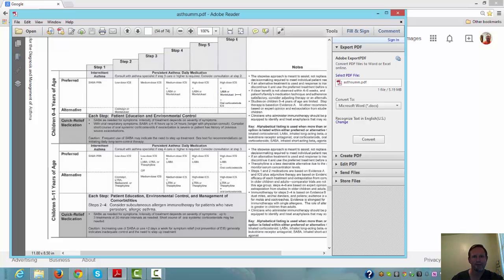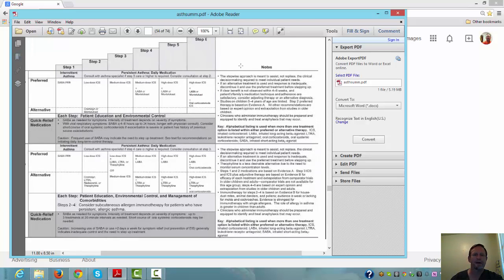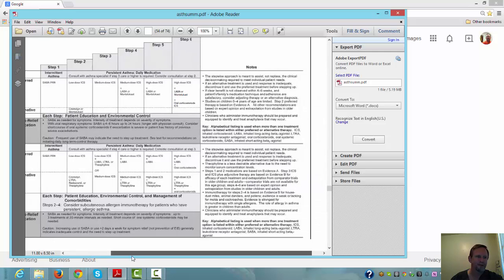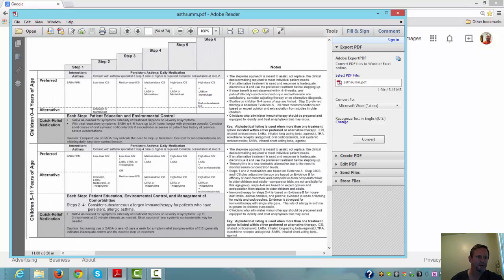But you can see how that jumps up. The stepwise approach helps you and assists you to make clinical decisions. So this is a good starting point when you're new in practice, if you're working with an asthmatic. And that gives you children down here, ages 5 to 11 years. The notes over here, I'll read a couple of them.